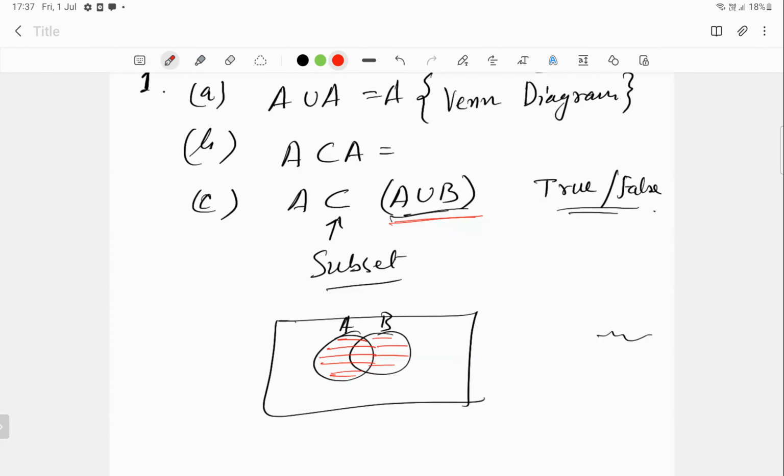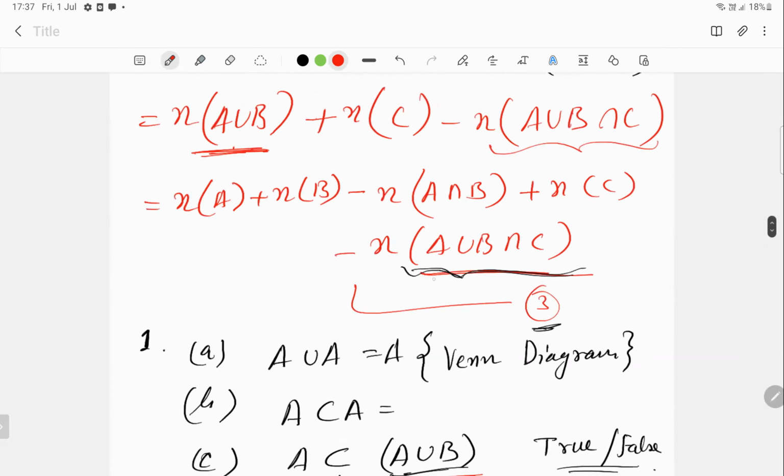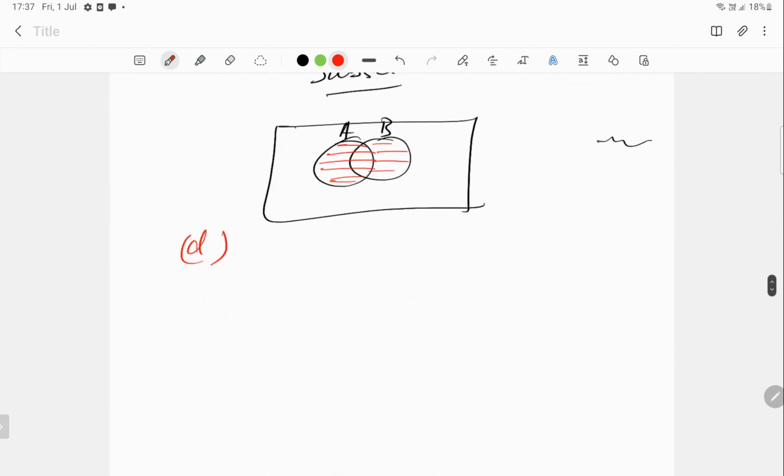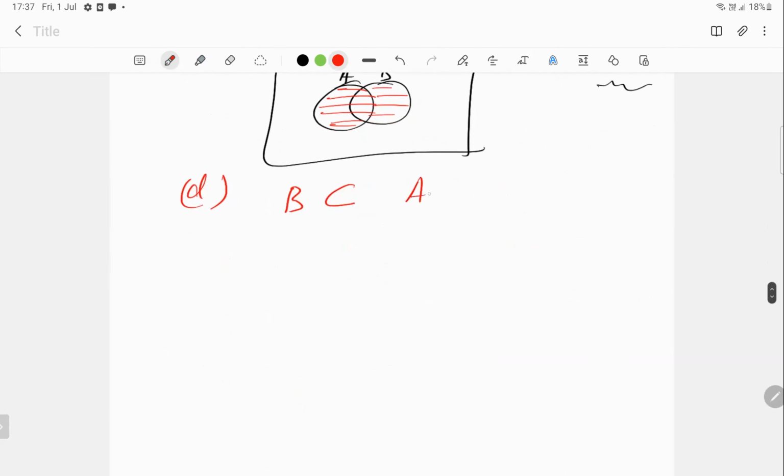Okay, next statement. In this process, we will learn how to solve this, how to solve equation number three. Next statement: B is a subset of A intersection C.